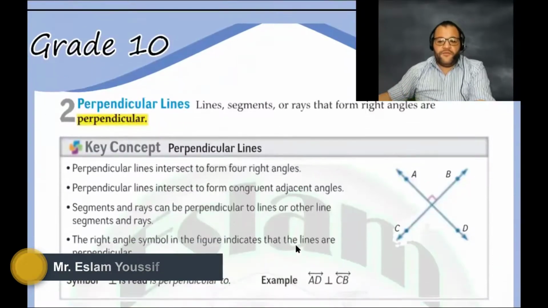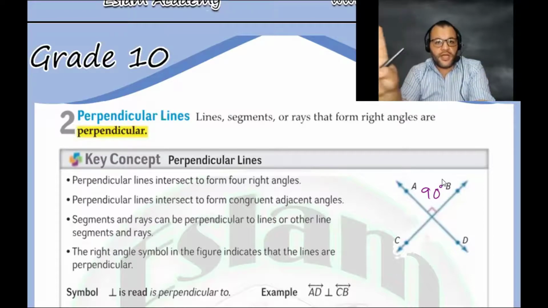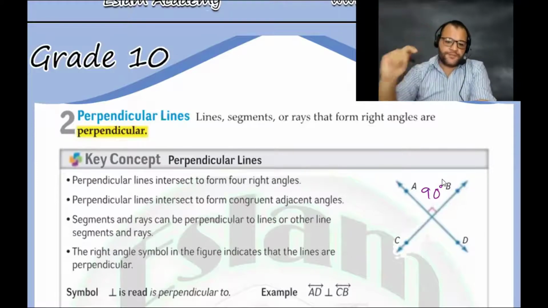Okay. Now for the perpendicular lines. What is the meaning of perpendicular lines? Perpendicular lines are two lines that intersect at one point, forming 4 angles, each angle equal to 90 degrees. That is the main point. For any intersecting lines, we have 4 angles, 2 acute and 2 obtuse. But if the 4 angles are equal in measure, and the measure of each one equals 90, it means they are perpendicular lines.